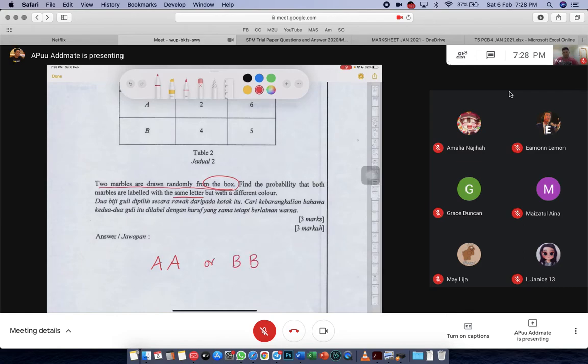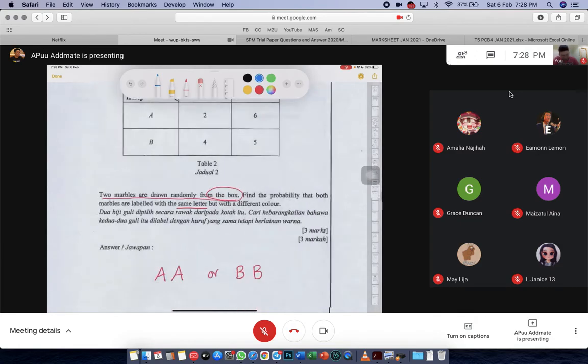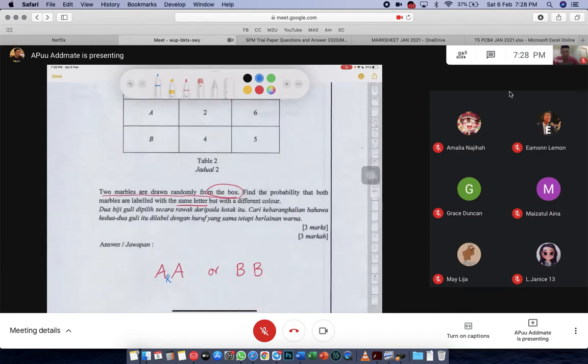Correct or not? So those are the cases that you must have when you are talking about this question, right? It says, find the probability that both marbles are labeled with the same letter. So same letter means it must be A with A, but they are different colors. So with different colors, maybe the first A is coming from red and the second A is coming from yellow. Like that, okay? And the same thing goes for B too. So B, the first one is coming from red, and the second one is coming from yellow. There must be two that are different.